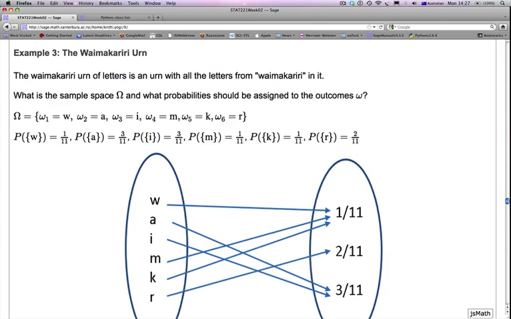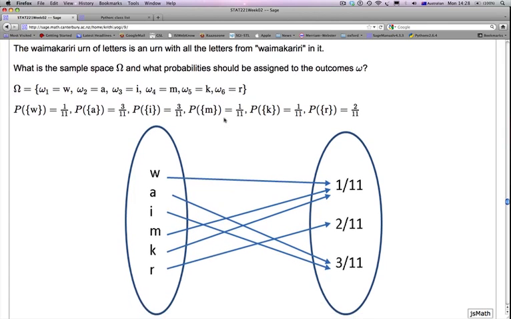Okay, so W is one of the letters, so we sometimes use the little omega 1 to talk about explicitly maybe the first element in our set of outcomes, or the sample space. Little omega 2 is the letter A. Little omega 3 is the letter I, omega 4 is M, omega 5 is K, and omega 6 is R. So we have 6 outcomes. One of these 6 letters can be pulled out of the Weimakariri urn of letters that make up Weimakariri.